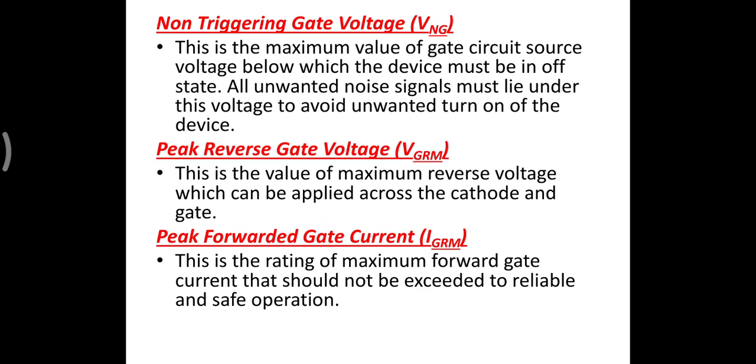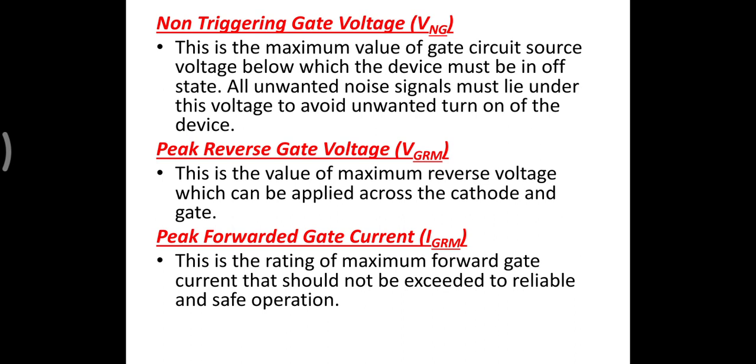Next, non-triggering gate voltage. Non-triggering gate voltage means this is the minimum value of the gate circuit source below which this device must be in off state. All unwanted noise signals must lie under this voltage to avoid unwanted turn on of the device. So see here, the name is non-triggering gate voltage. That means this is the voltage below the gate triggering voltage, that means up to this voltage the SCR cannot be triggered.